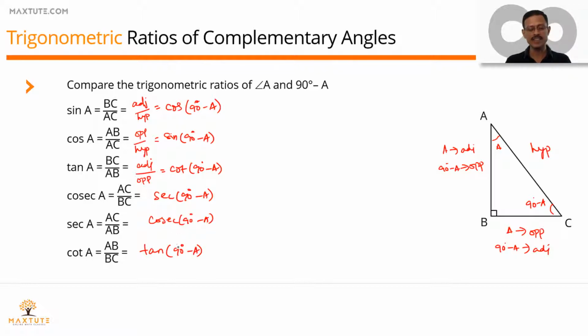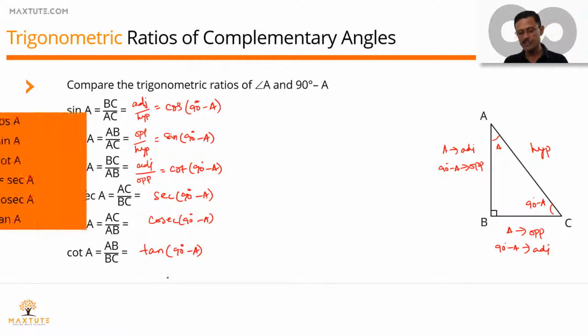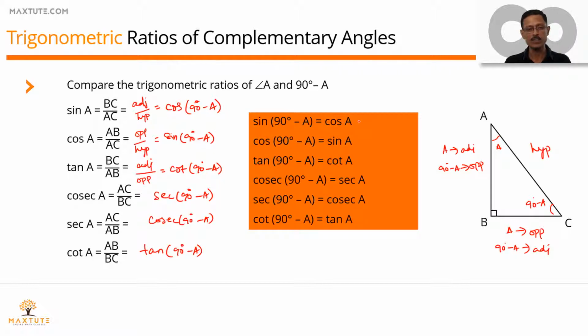We'll summarize this entire thing in a printed form. Sin of 90 minus A is equal to cos A. Cos of 90 minus A is equal to sin A. Tan of 90 minus A is cot A. Cosecant of 90 minus A is secant A. Secant of 90 minus A is equal to cosecant A. And cot of 90 minus A is equal to tan A.